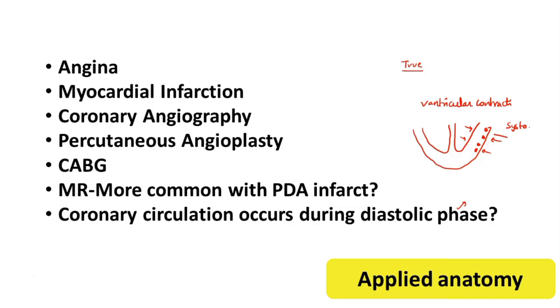What happens during the diastolic phase? During the diastolic phase, there is relaxation of the ventricular wall. This leads to opening of the coronary vessels. So the major part of blood supply to the heart occurs during the diastolic phase.